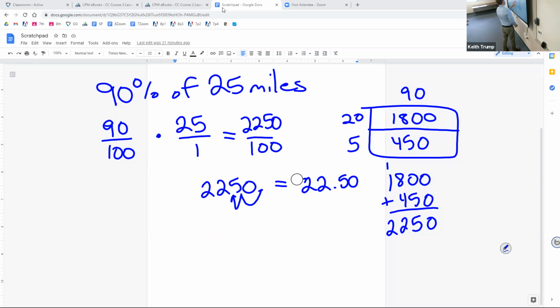Sorry, this isn't in dollars. I almost wrote a dollar sign because that looks like dollars. Sorry, 22.5. So we have 90% of 25 miles is 22.5 miles. We solved that using the percent of method. The percent of method is an extremely important tool. So are ratio tables. Usually one of them is going to be better depending on the situation. Sometimes they'll both be about the same. But it's very important to know how to use both of them.